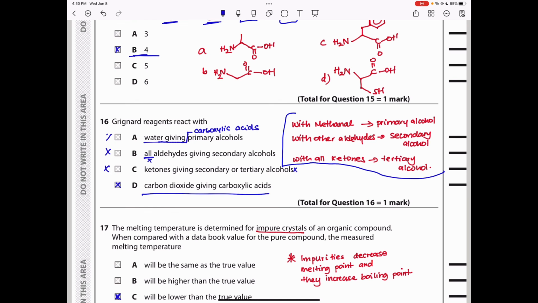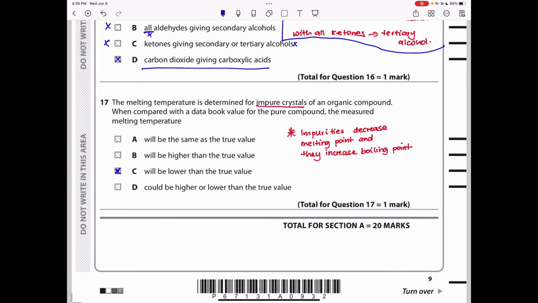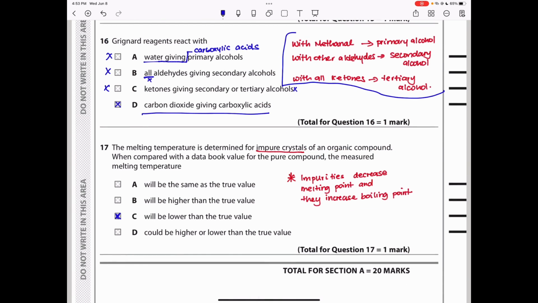These all are wrong. The final question for section A is, the melting temperature is determined for impure crystals of an organic compound. When compared with the data book value for the pure compound, the measured melting temperature is? The measured melting temperature should be lower than the true value, because remember, impurities lower the melting temperature and increase the boiling temperature. So here should be a C.